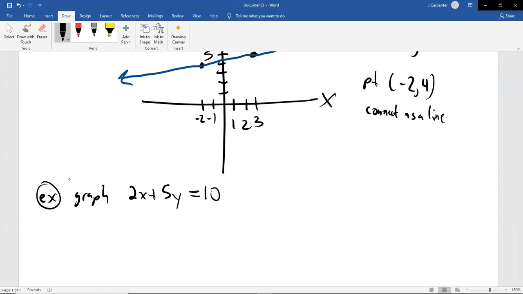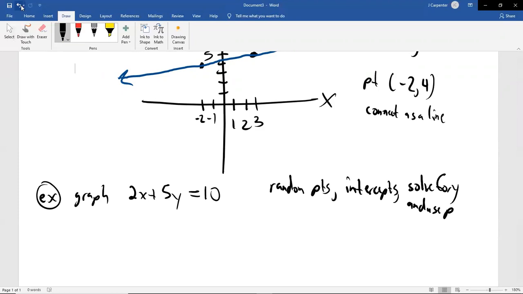And you have dozens upon dozens of ways to graph this. You can use random points. You can use intercepts. You can solve for y and use slope-intercept method. There's more methods than this, but these are like the three. And when I say random points, I don't say you just get to pick the point negative 2, 4. You only pick an x or a y value.